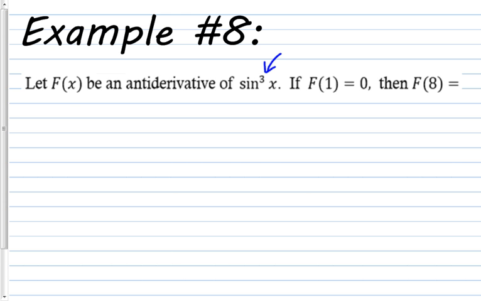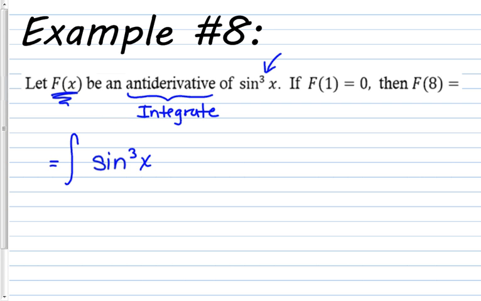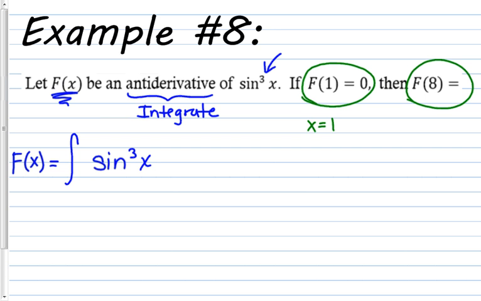Okay, f of x is the antiderivative of sine x cubed. So if I have sine x cubed, or sine cubed x, whatever, and I integrate it, which is finding the antiderivative, I will get f of x. They're telling me that, and I need this information, it's really important. This f of 1 is 0. They want me to find f of 8. So here's the thing. They're telling me that if I plug in x equals 1, I get 0. And if I plug in x equals 8, I need to figure that out.